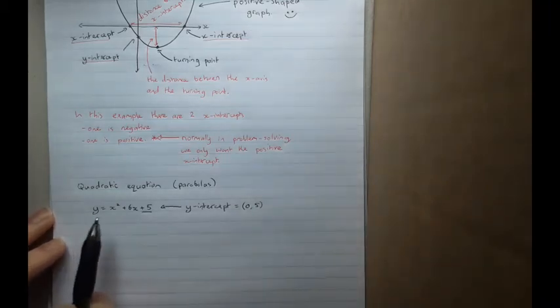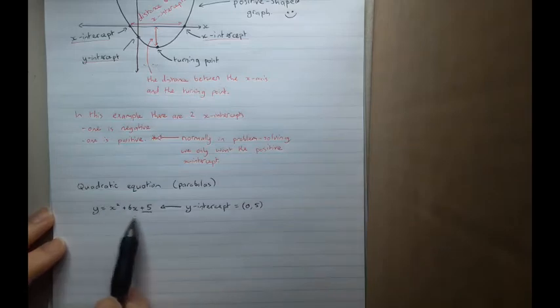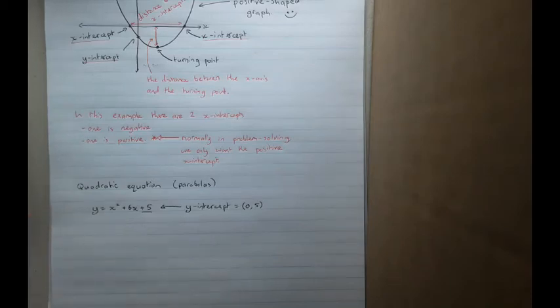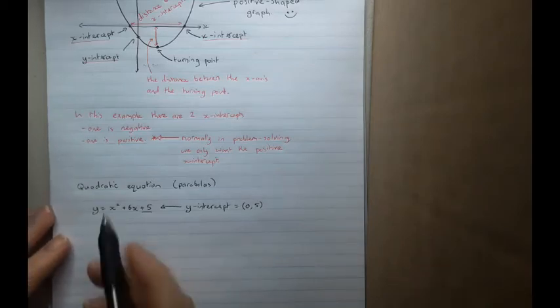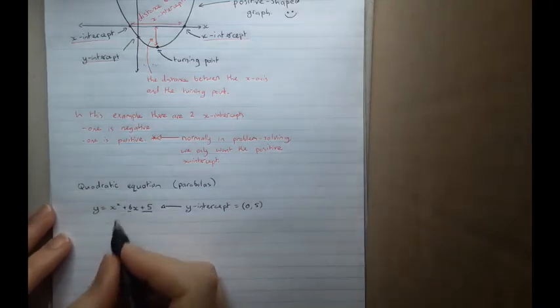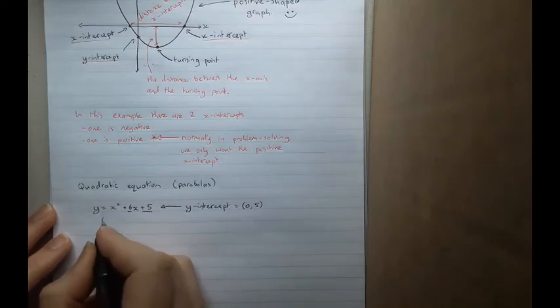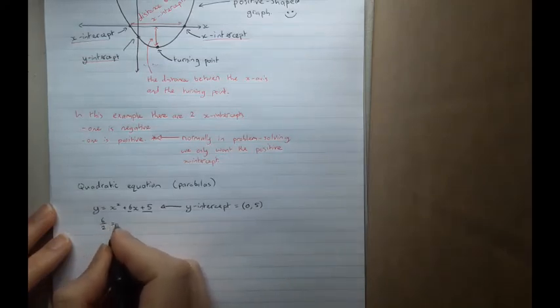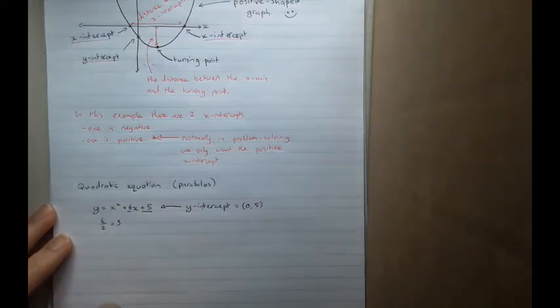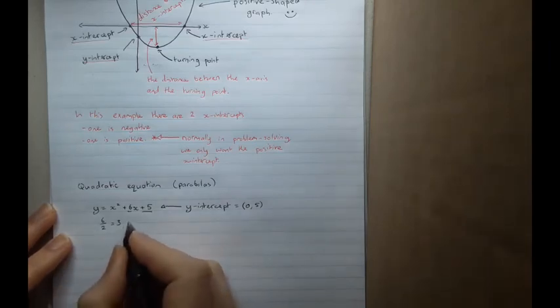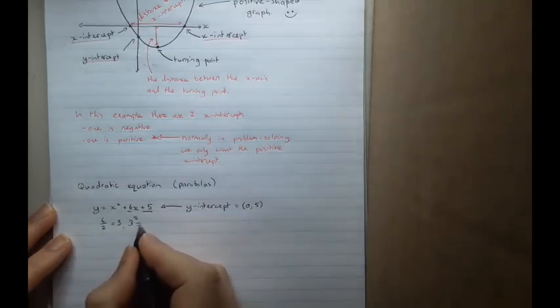If I wanted to find my x-intercepts, I need to factorize this equation. And if I want to find the turning point, I need to complete the square. So let's do completing the square. To complete the square, I take the number in front of x, which here is 6, and I divide it by 2, which in this case gives me 3, and then I square that number, so 3 squared is equal to 9.